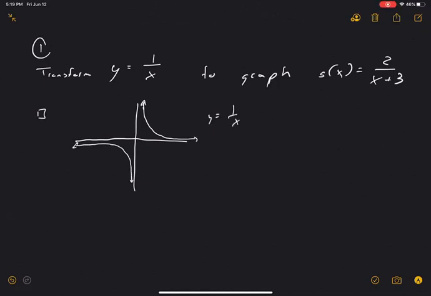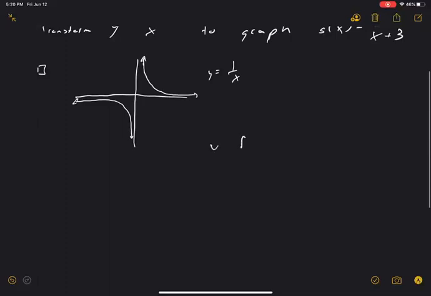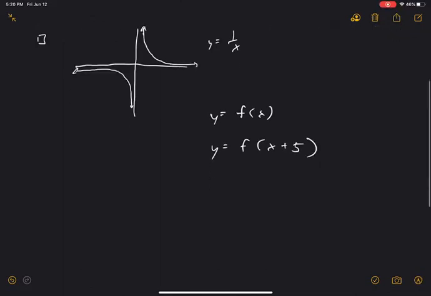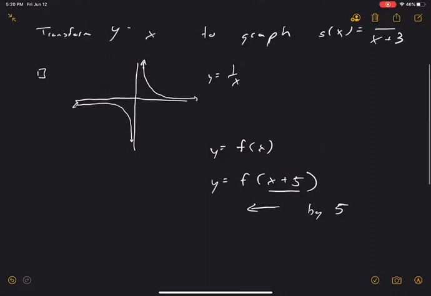And then if we modify this equation a little bit, it has predictable effects on the graph. Okay, so in general, if I have y equals f of x, let's think about this. What does y equals f of x plus 5 do to my graph? Okay, this is going to shift our graph to the left by 5. So if I add 5 to x, that's shifting my graph to the left by 5.